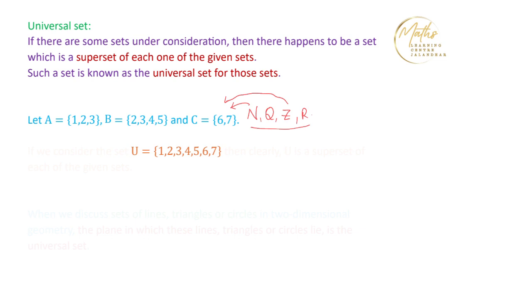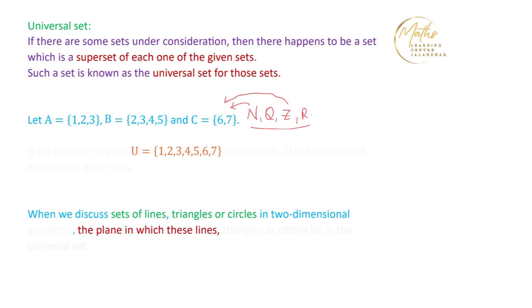Another example we can say is when we are talking about the set of lines, triangles, and circles in 2 dimensions. Then the plane in which these lines, triangles and circles lie may be considered as the universal set corresponding to the set of lines, set of triangles or set of circles.